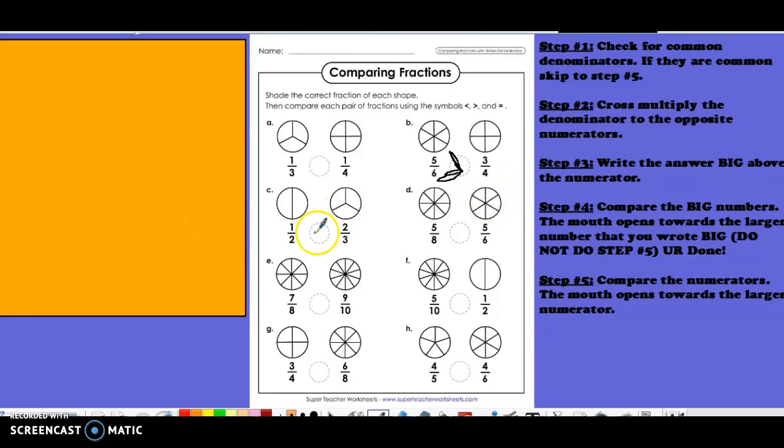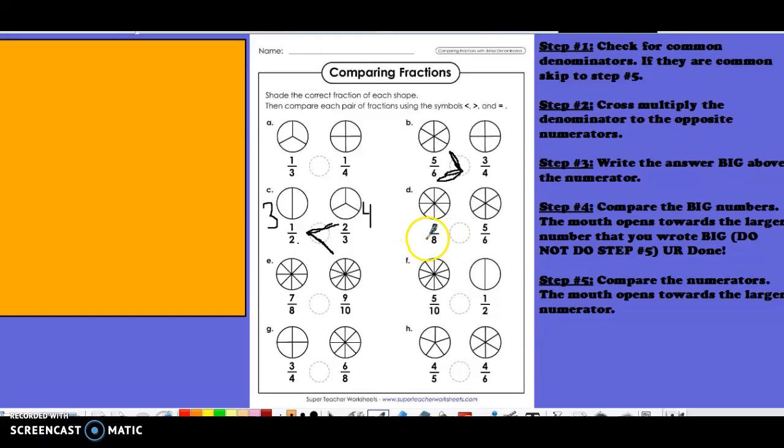You can do the same thing with letters C and D. 2 times 2 would be 4. Now notice, because I'm getting the hang of it, I stopped drawing my arrows. This is the type of work that I should see on your sheet. 3 times 1 is 3. And because 4 is larger than 3, my alligator mouth wants to eat 2/3 because the 4, which is larger than 3, is over on this side of the paper.